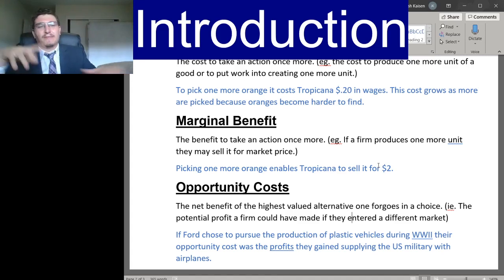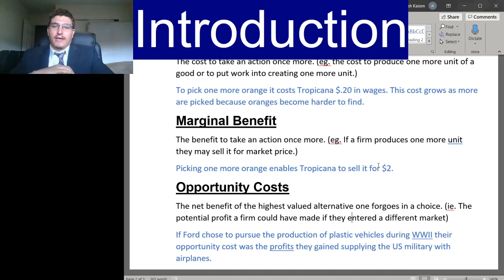They chose to give up on this pursuit of plastic vehicle production, and to instead focus on making airplanes for the U.S. military during World War II. And in doing so, they developed new technologies that made them decide to go other ways, to go out of the way of creating plastic vehicles.